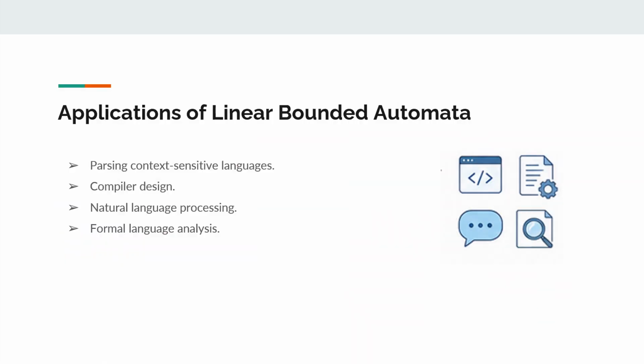Linear bounded automata are used in compiler design, parsing context-sensitive languages, natural language processing, and formal language analysis. The restricted memory makes them useful for solving bounded computational problems.